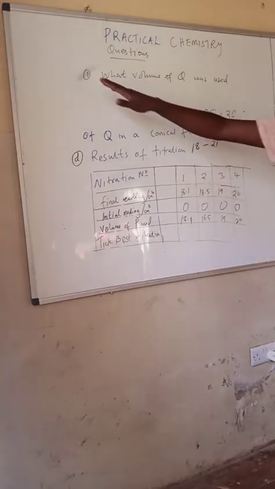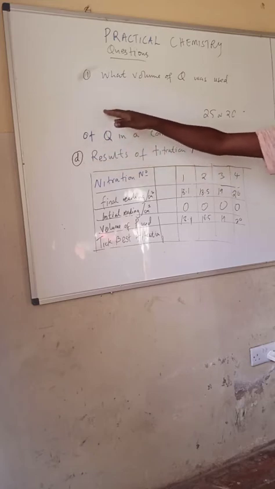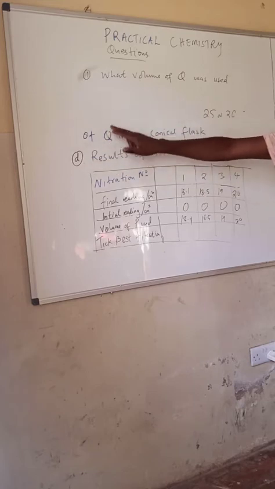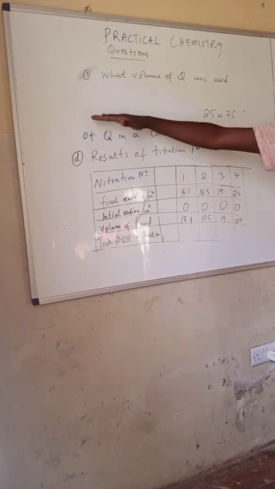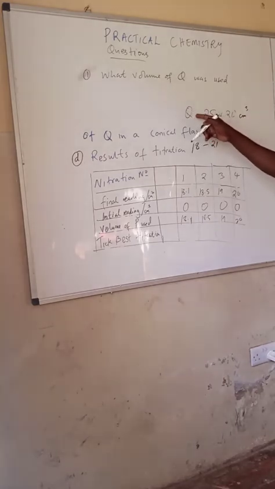You remember I wrote the steps. I wrote step 1, step 2, step 3, step 4. Is it step 2 or step 3? The one I'm just unwrapping here, it was written 25 cubic centimeters of Q was used. Because once they put centimeter cubed, it means a volume. So this is a volume that was used.